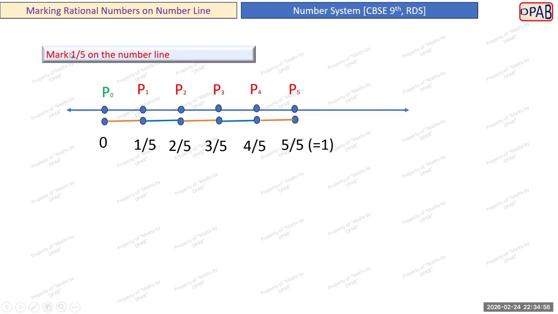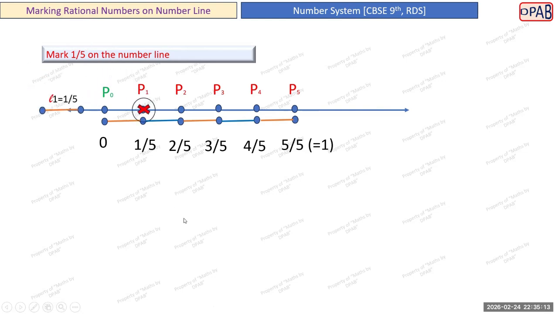So what we wanted is 1 by 5. The whole is 0 to 1. That full length is 1 unit. And then we have got 5 equal parts. So what we wanted is 1 by 5, which is the point P1. So I'm making a mark like this.